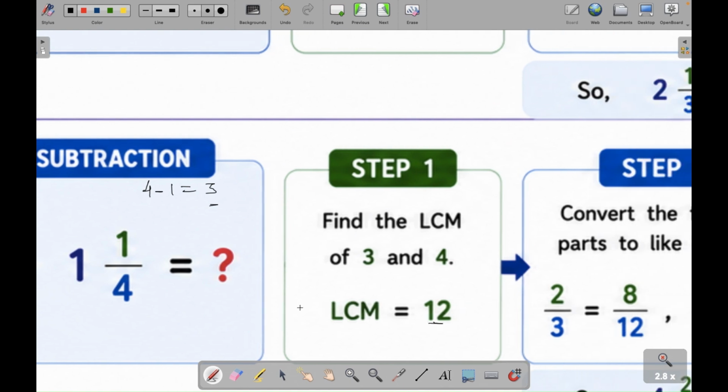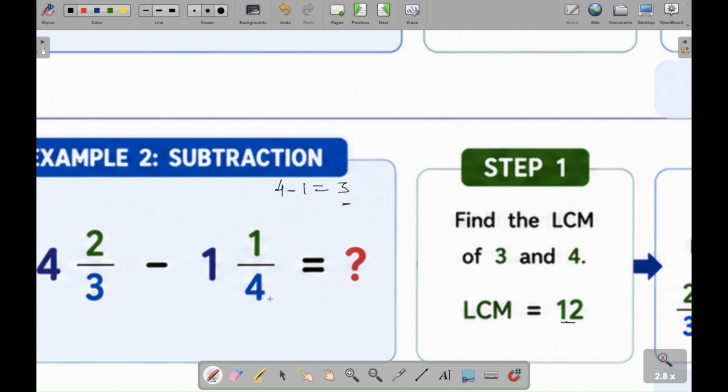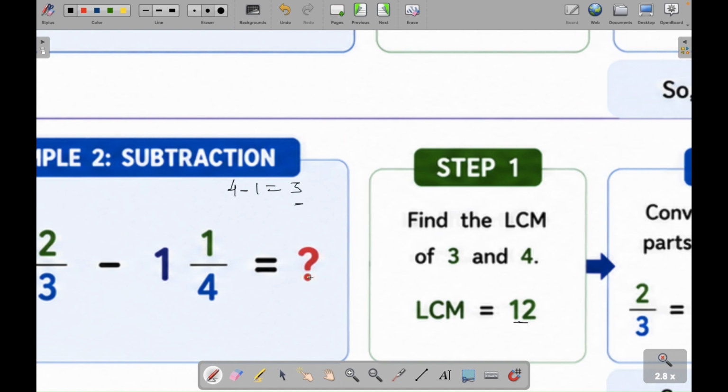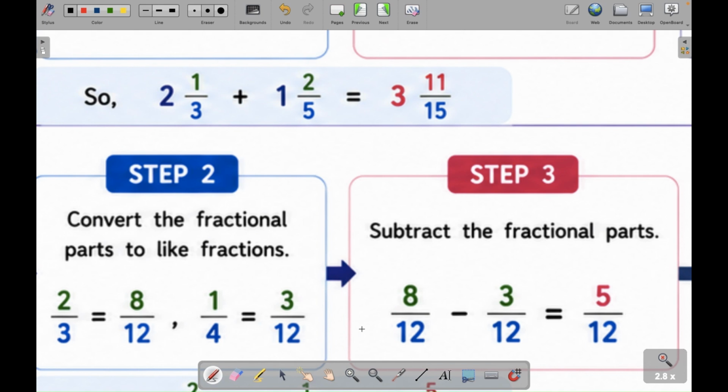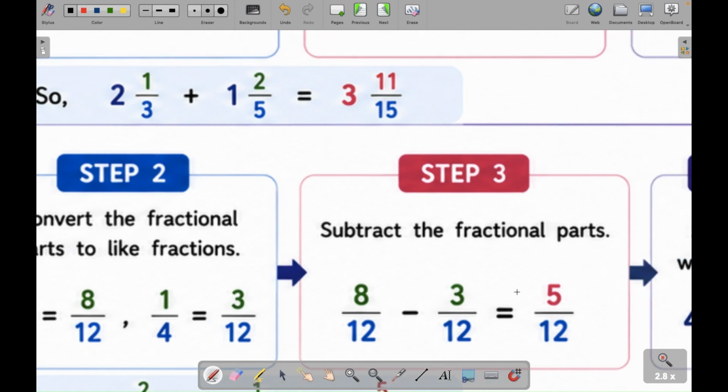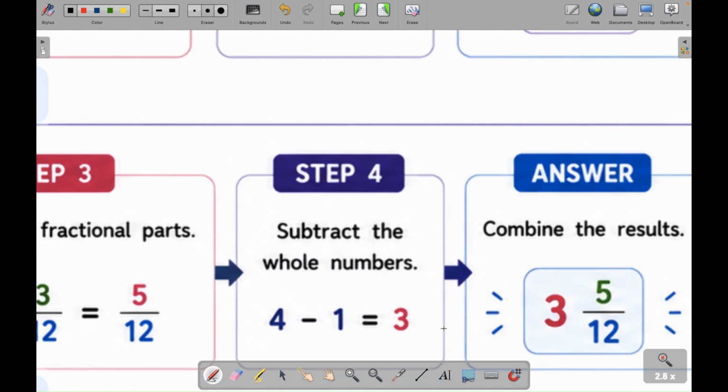Now we have to convert 2 by 3 such that the denominator is 12, and 1 by 4 such that their denominator is 12. For 2 by 3, if I multiply 3 with 4, I'll get 12, so I'll multiply 2 with 4 as well. So I'll get 8 by 12. For 1 by 4, if I multiply 4 with 3, I get 12, so I multiply 1 with 3 as well. So the first fractional part is 8 by 12 and the second fractional part is 3 by 12. If I subtract them, I'll get 5 by 12. So what was the whole part? The whole part was 3 and the fractional part was 5 by 12. So this is the answer.